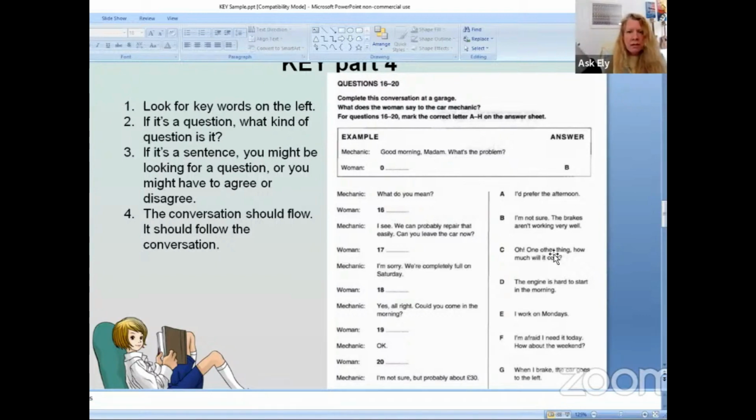Oh, one other thing. Now, when you say one other thing, it means one more thing, one more piece of information. But we haven't given any information. You don't have any more information. You want information. So it can't be the second piece. The engine is hard to start. Okay, that's some information. The engine is hard to start in the morning.